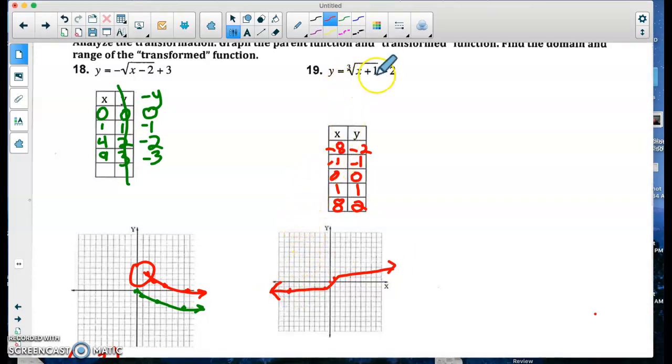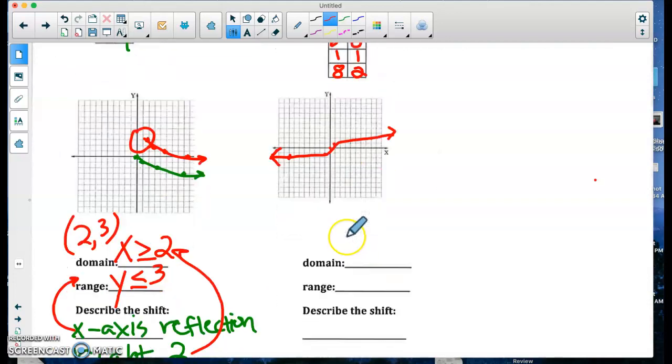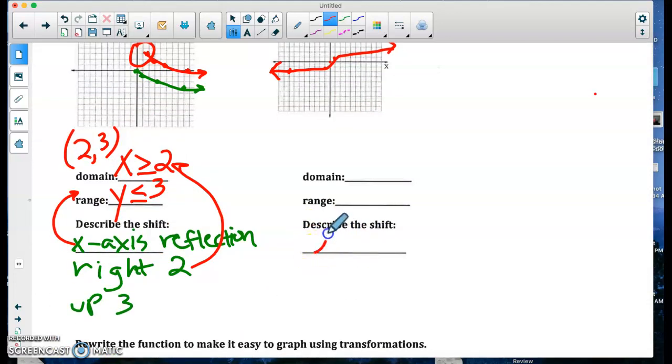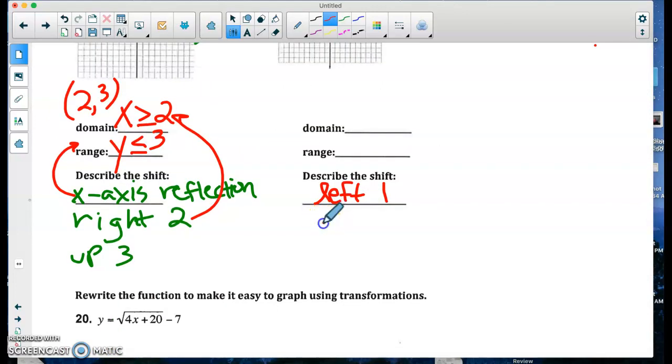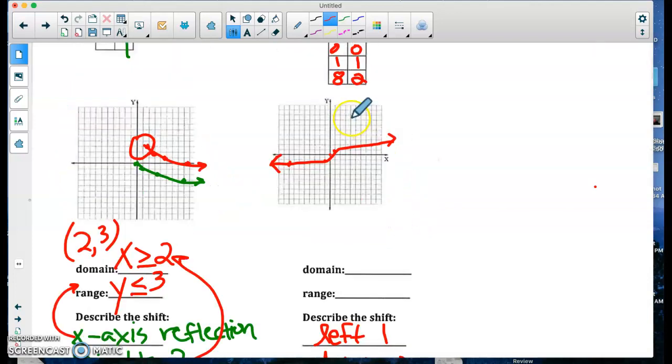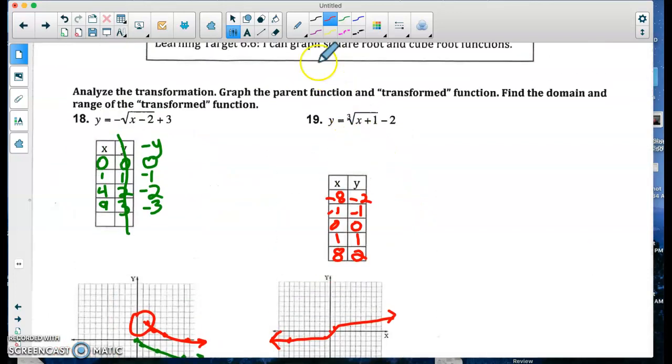Okay. Now this one I have a +1 here, so down in my transformations, you are going to tell me left 1. That looks terrible, sorry. So we're going to have left 1. And the -2 means we are going down 2. Okay, so now that is what we're going to do to all of those points there.